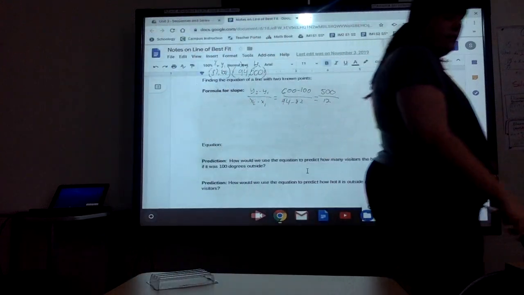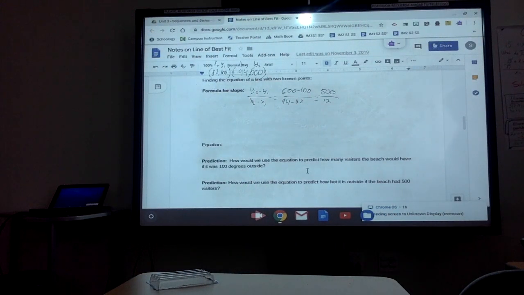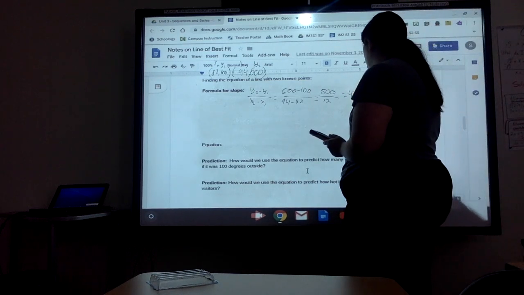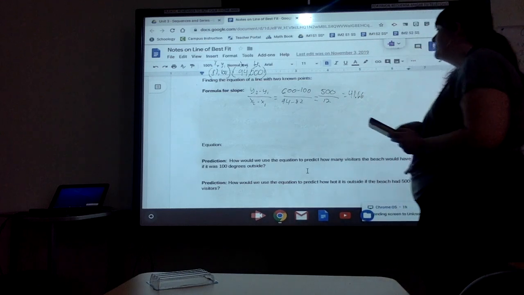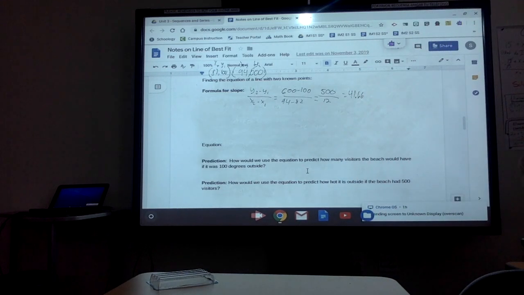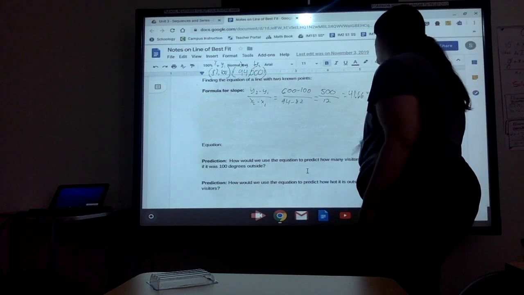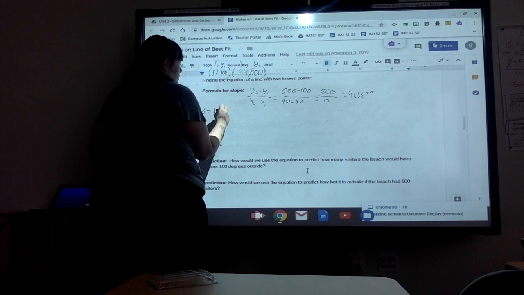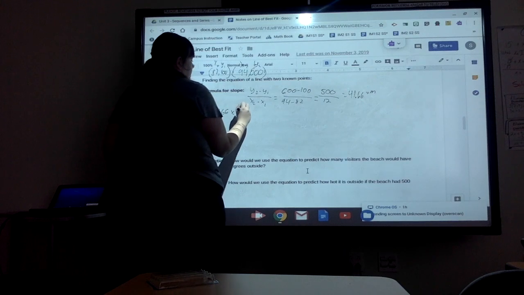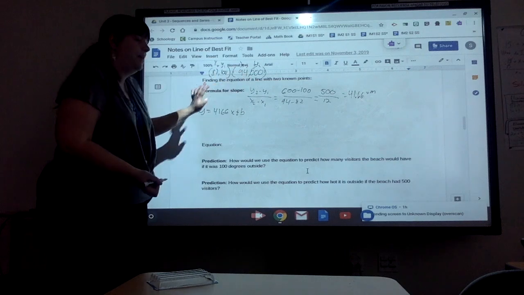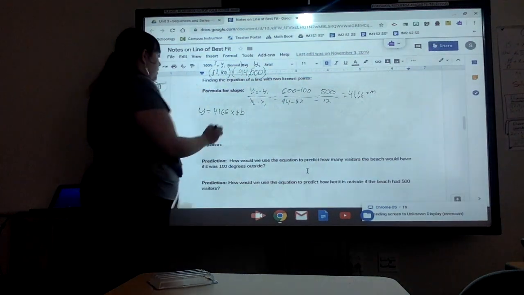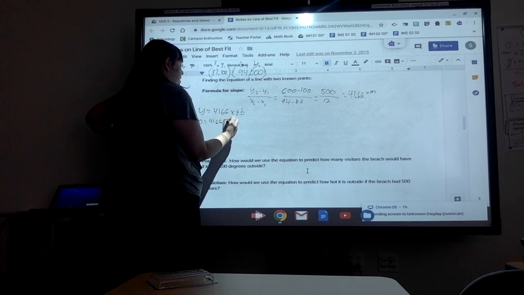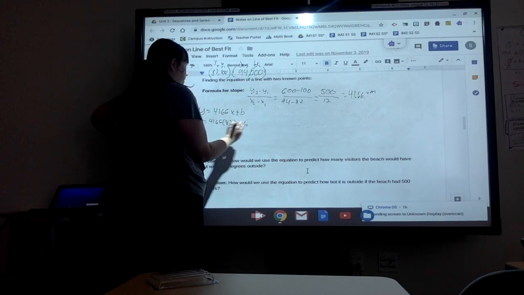So in my calculator, if I do 500 divided by 12, I would get 41.66 repeating. So that's my slope, that's my m. And then to find my b, y equals my slope, which is 41.66, x plus b. I take either point, it doesn't matter which one, and plug it in. I'm going to do the first one. So the y for my first one's 100, equals 41.66 times x, which is 82, plus b.